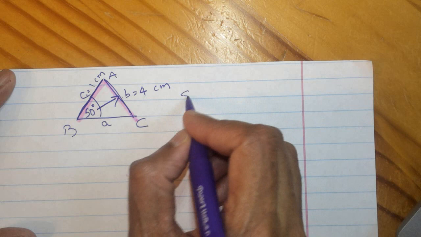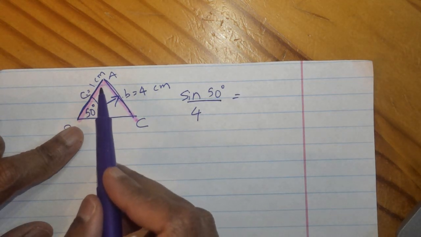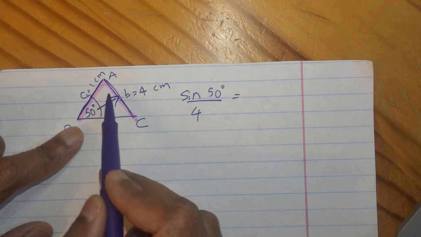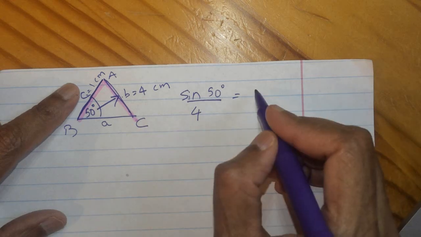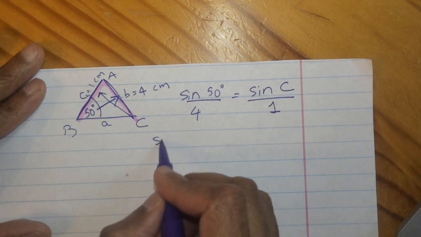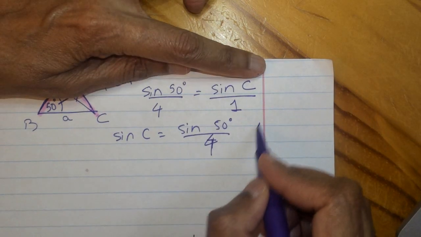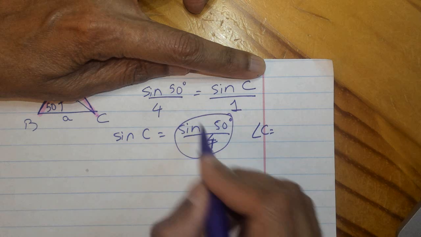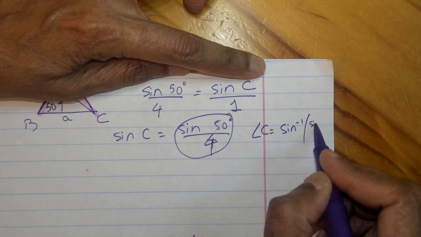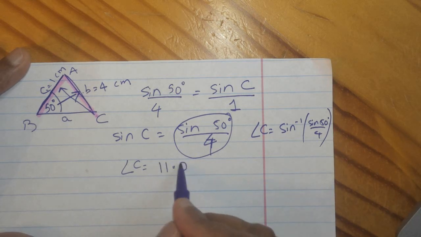So I'm going to do sine of 50 degrees over 4 equals, thing is, even though I need to find angle A, I can't do this because I don't have the opposite side. So maybe I can find this in the end, but I can do this: sine of C over, what is opposite to C? 1. So basically, sine of C equals sine of 50 degrees over 4. So angle C equals sine inverse of sine of 50 degrees over 4. I'm just writing this. So put this in your calculator, find angle C. You can hit pause, do this in your calculator, and you should find angle C equals 11.041.